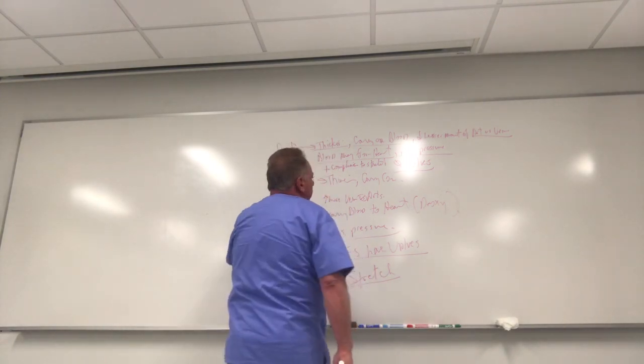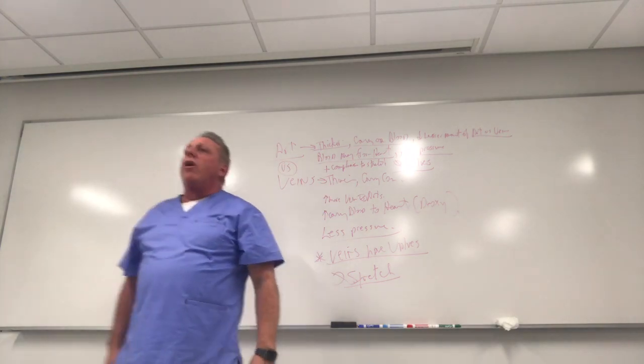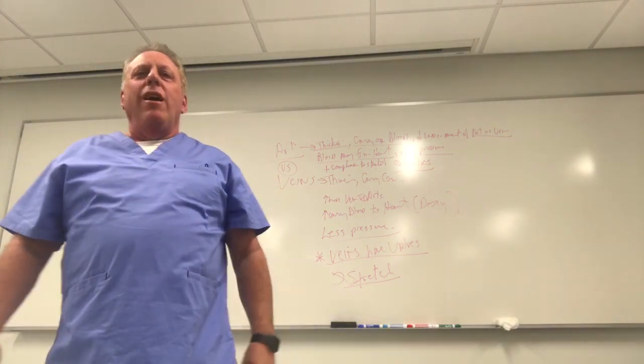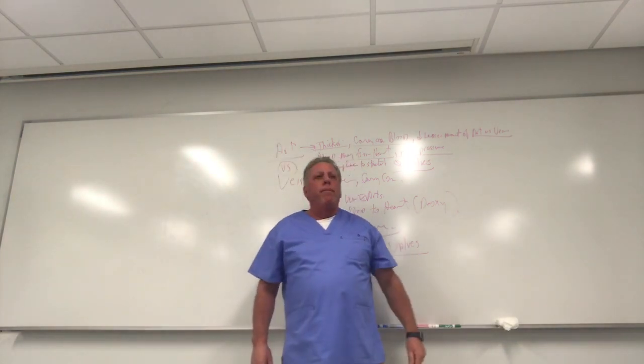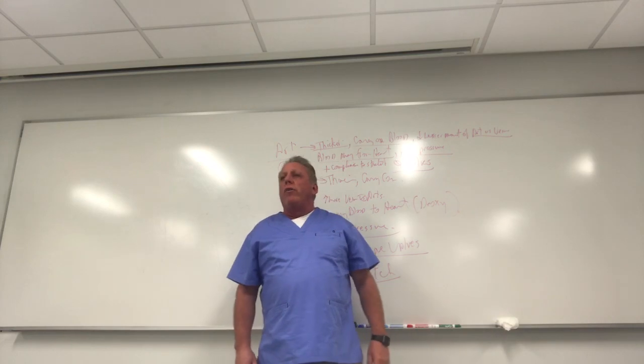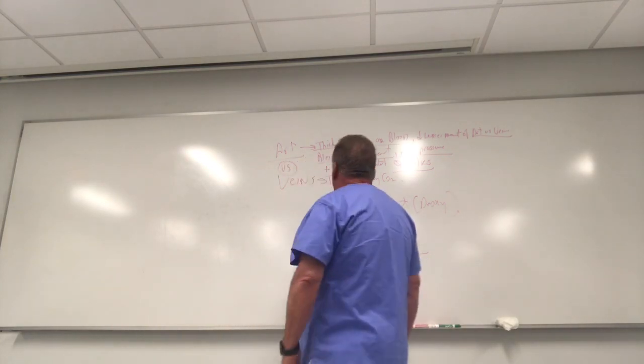So make sure you know the differences between them. But now we're going to talk about the major arteries of the body, okay? So let's talk about the aorta, the first artery that comes out of the heart. There's an anatomy there. So I need you to see this.